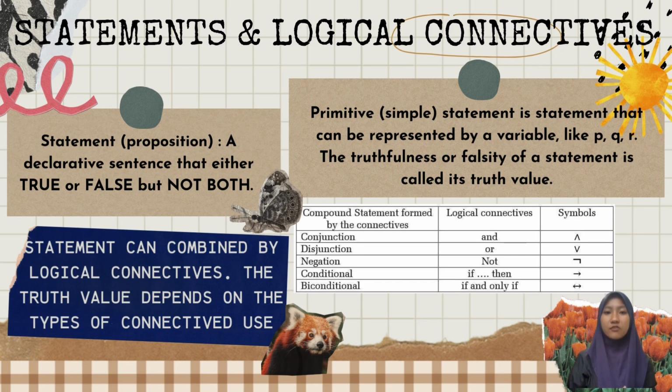Then, a primitive or simple statement is a statement that can be represented by a variable like P, Q, and R. The truthfulness or falsity of a statement is called its truth value. Statements can be combined with logical connectives, and the truth value depends on the types of connectives that we use. This is a table that contains compound statements formed by the connectives, logical connective, and the symbol.